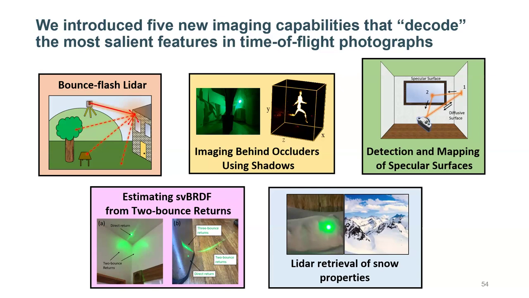After that, I showed that the information in two bounce returns is sufficient to estimate the BRDF of surfaces. After that, I showed that the multi-bounce returns measured by a time of flight camera can be used to estimate the geometry of specular or mirror-like surfaces. And then finally, I showed that time-resolved measurements of light that scatters beneath the surface of snow can be used to estimate the snow's properties. And so after listening to me for an hour, I hope that I've convinced you all that time of flight photography is useful for all sorts of things, not just imaging around corners.